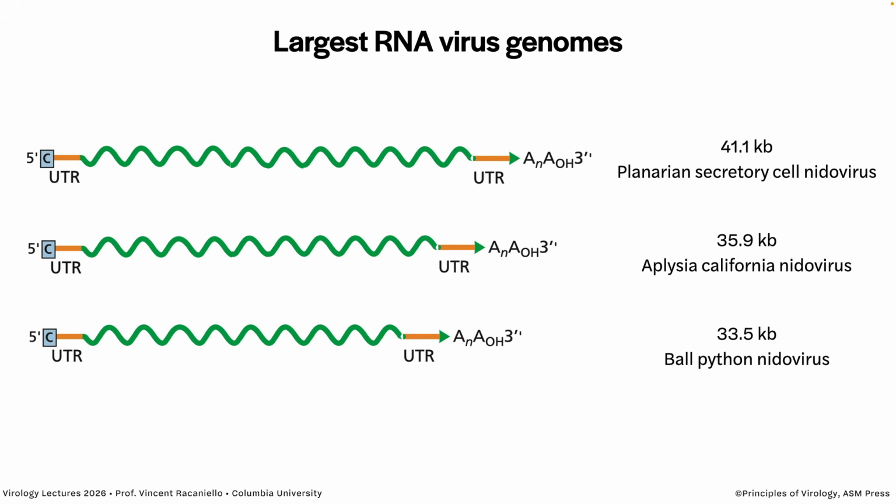The biggest one, 41,000 bases. It's a single-stranded plus RNA. It's a virus that infects planaria. Remember those worms that you may have played with in 5th grade, right? They have viruses like everything else. Then we have an Aplysia virus, 35 kb, and a snake virus, a python virus, 33 kb in length. These are all plus-stranded RNA genomes.